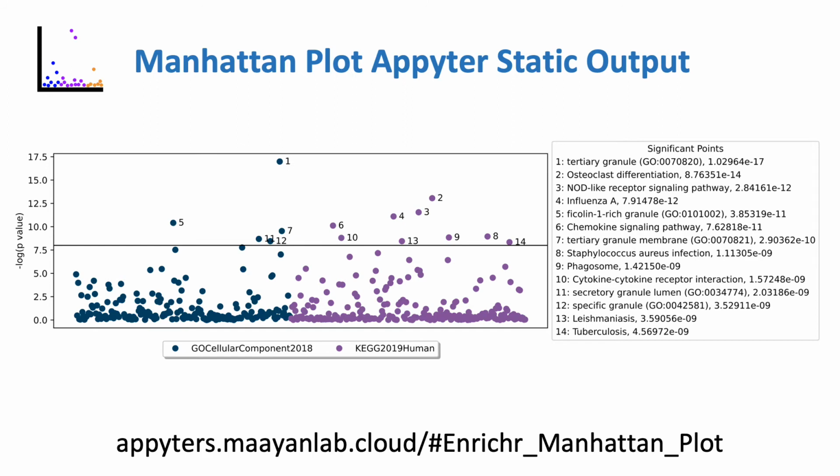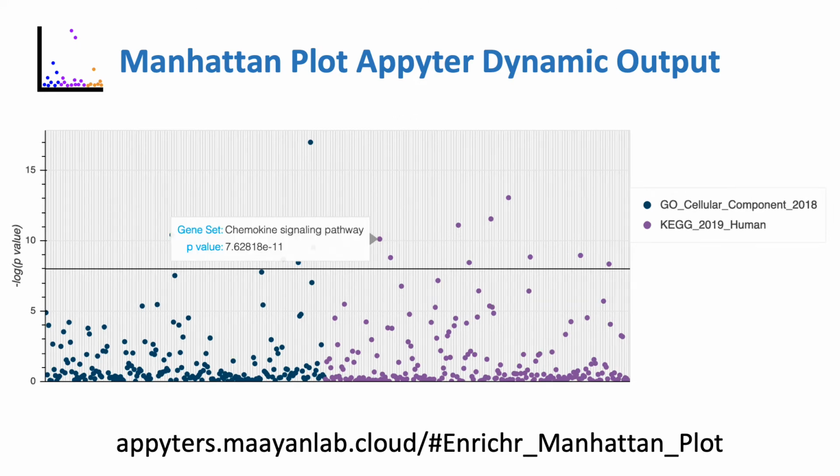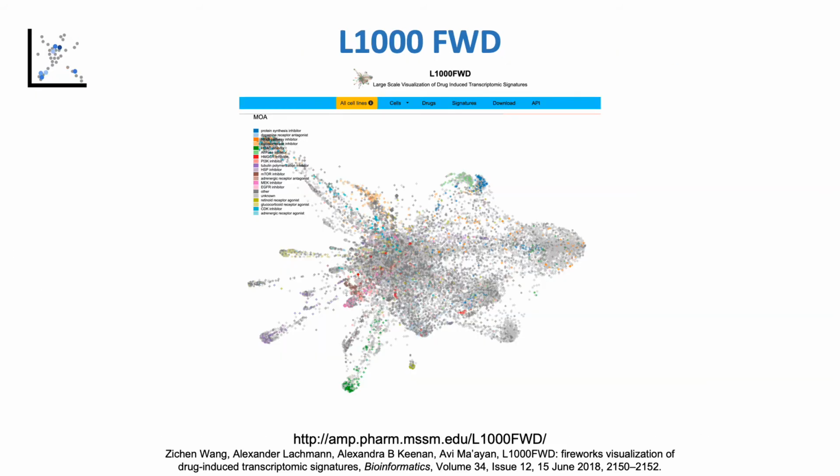The Appyter also outputs the dynamic plot, which can be seen here. The dynamic plot has the same layout as the static plot, but allows users to hover over each point to see the associated p-value and term, like this. Overall, the Manhattan plot provides a useful way to compare enrichment analysis results from multiple libraries at once, and the outputs are intuitive to interpret. The most enriched terms are the ones that stand out above the rest.